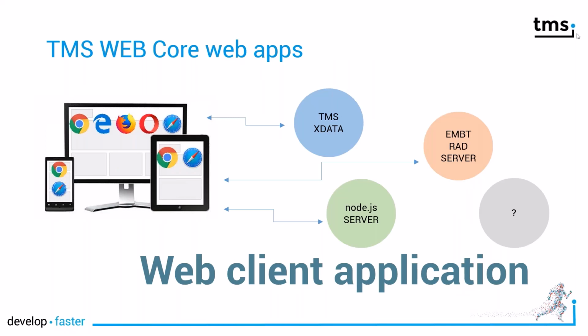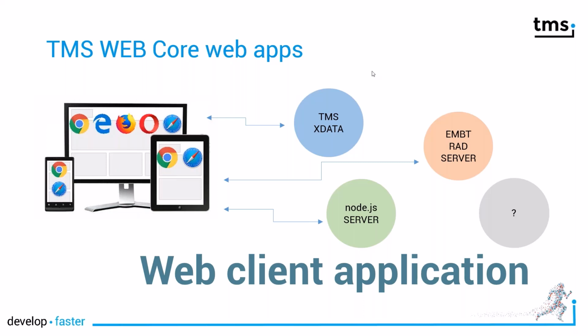Now, let's give a quick introduction of how the architecture of a TMS WEB Core application is designed. So basically what you create is an application that consists of an HTML file and a JavaScript file. So the entire application is packed into a JavaScript file that is generated from your Delphi code. And this JavaScript file with its HTML, CSS, images, etc. is loaded in the browser and is running from your browser, be it on a desktop, mobile device, or an iPad or similar devices.